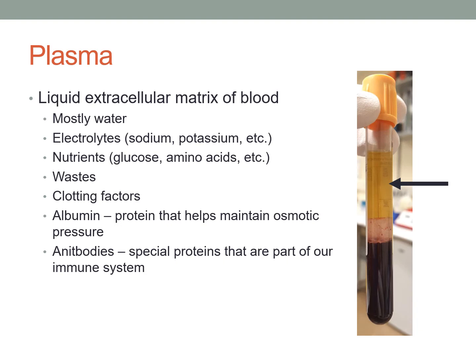So plasma, right, the unsung hero of blood here. This is the liquid extracellular matrix. It's mostly water, like 90% water. But then there's all this stuff dissolved in it or carried in it. Some of these things are really important, right? Like our electrolytes, like sodium and potassium, calcium, phosphorus, really important because we have to control those concentrations. Nutrients like glucose and amino acids, waste products, clotting factors, so things that we use in addition to platelets to respond to blood vessel injury and prevent us from bleeding to death.